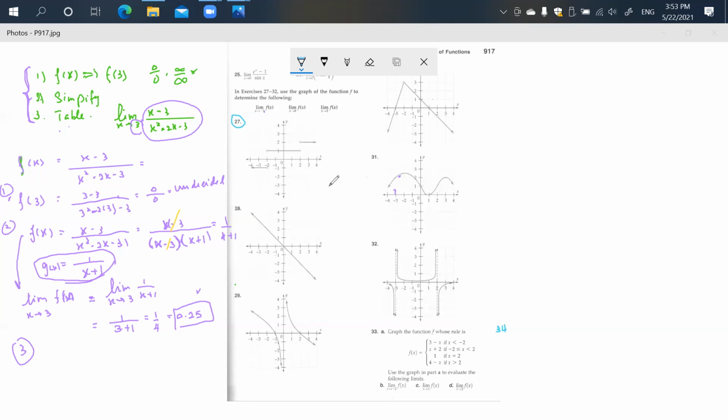-3, right? Okay, this one you can write as a maybe. And this one A, this one B, this one C. Then we can answer question A: limit of f(x) when x approaches -3.